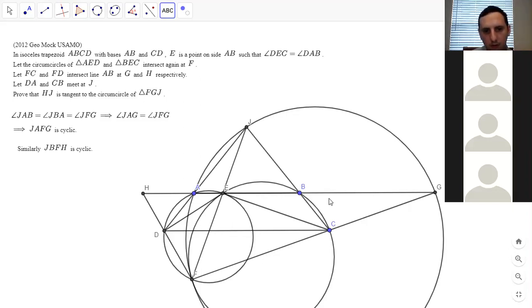But I have said before that CE is tangent to the circle AED, right? So angle ADE will be equal to angle CEB. I wonder if it's even easier. So angle JGE is equal to angle GEC, but this is tangent. So we're using the tangent that you mentioned. Yes, because DEC is equal to DAE, so EC is tangent to the circle ADE. So angle CEB will be equal to angle ADE.